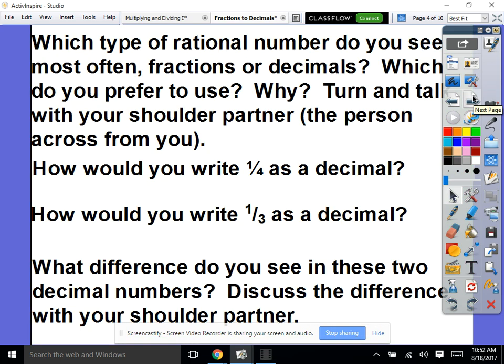So I want you to think about this and be prepared to talk with your partner when you come back to class tomorrow. Which type of rational number do you see most often, fractions or decimals? Which do you prefer to use and why? I'm going to let you talk about that with your partner across from you tomorrow. Then I want you also to think, how would you write 1/4 as a decimal? Have that on your notes when you come in. And how would you write 1/3 as a decimal? Have that on your notes as well. And then what difference do you see in these two decimal numbers? You are going to be discussing that difference, so you definitely want to have that on your notes when you come in.